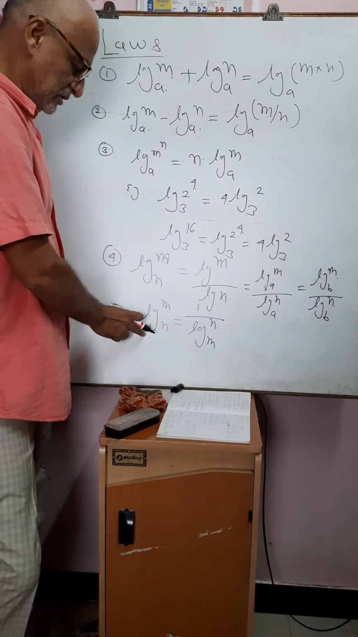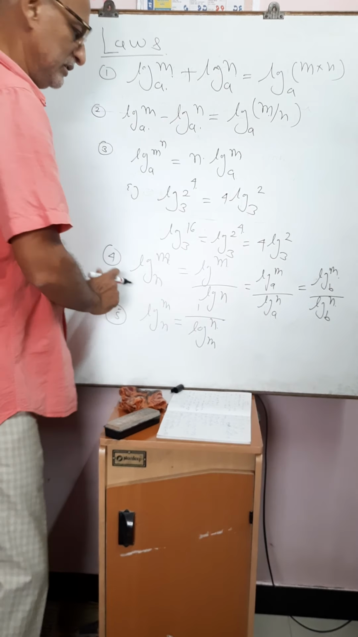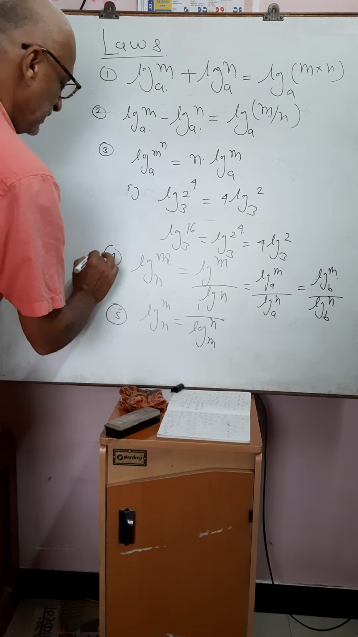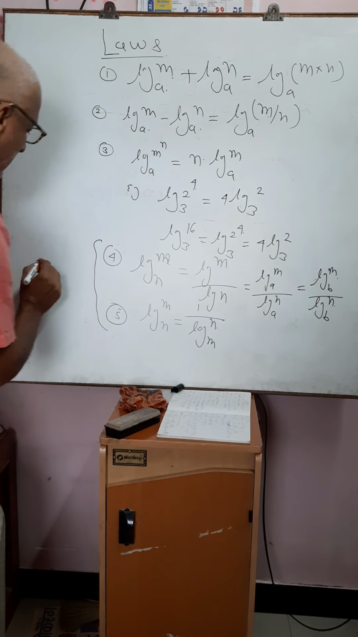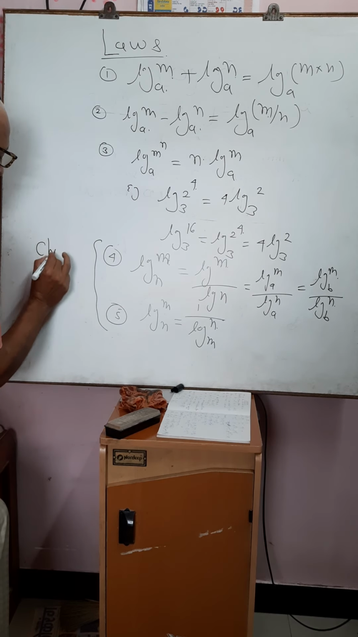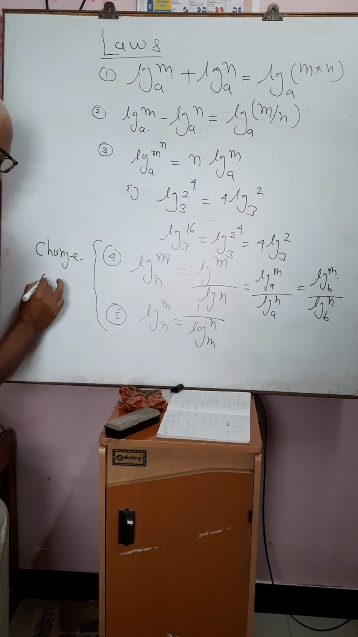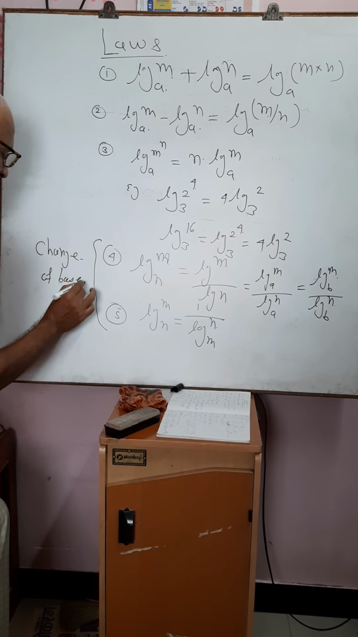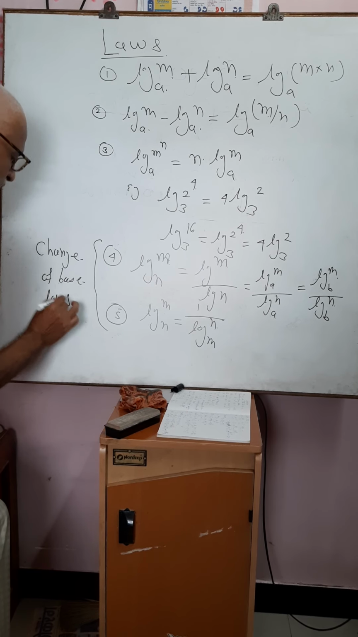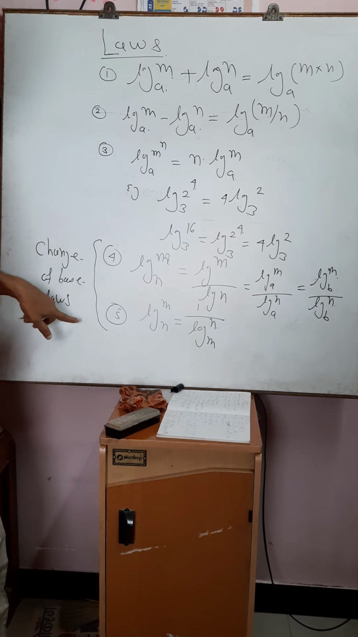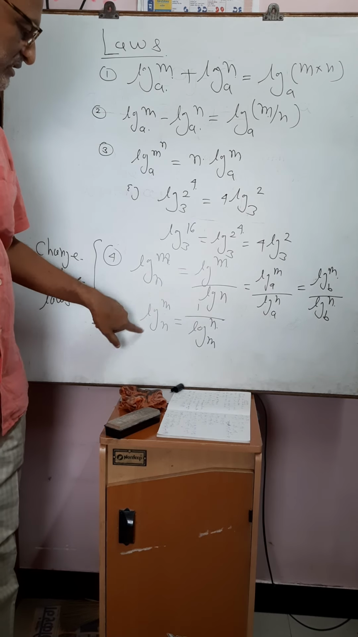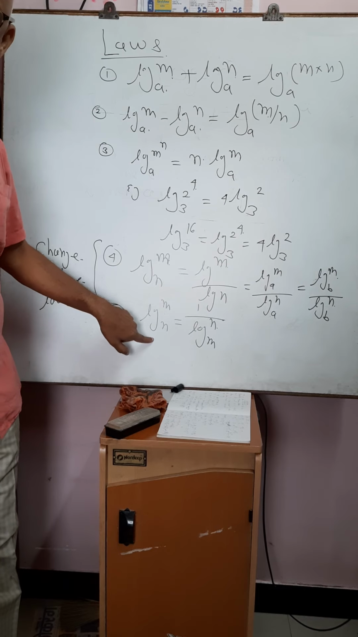This is also called the change of base law. The fourth and fifth, these two are called change of base laws. Why are these called change of base laws? Because in both the cases we have changed the bases.